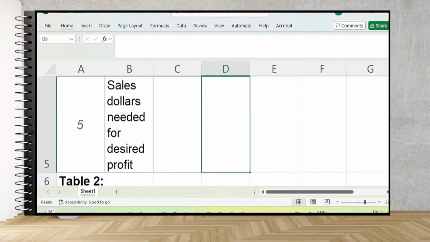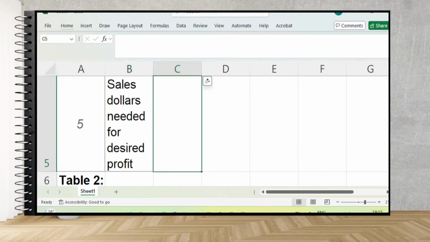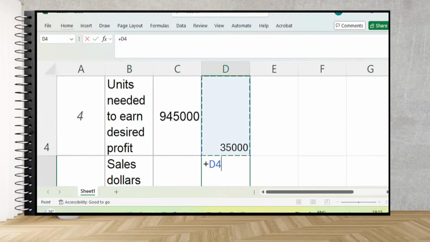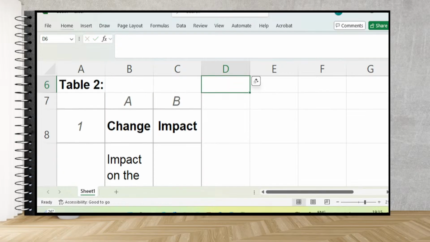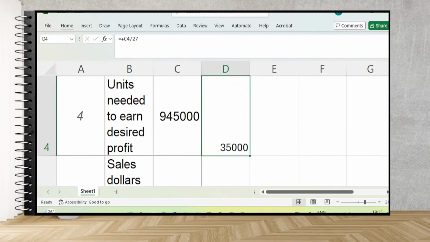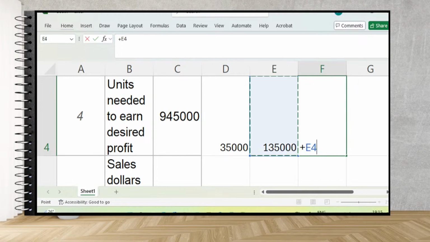Then next, sales dollars needed for the desired profit. So again, it is basically 35,000 multiplied by 90. Okay, so 31,50,000. If 1,35,000 is post-tax and 35% is my tax rate, then how can I do it? 1,35,000 divided by 1 minus 0.35. So this is my pre-tax profit. This is pre-tax, post-tax 135.